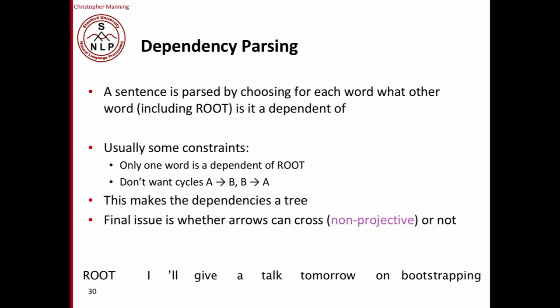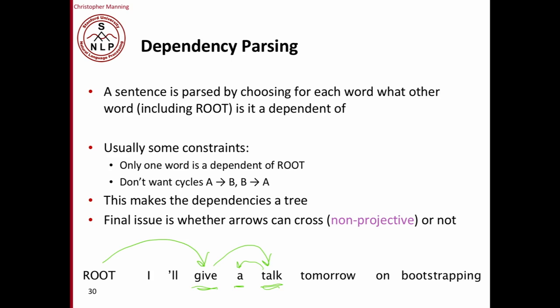Okay. So effectively what we do when we build a dependency parser is we say that each word is going to be the dependent of some other word or the root. So this "give" here is actually the head of the sentence, so it's the dependent of root. "Talk" is a dependent of "give". "Art" is a dependent of "talk". And so for each word, we want to choose what it is a dependent of.